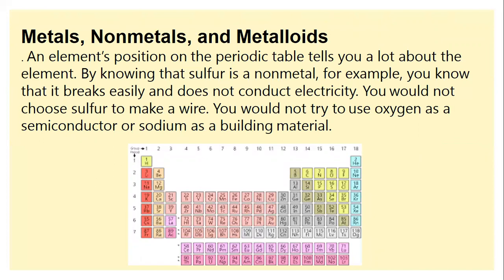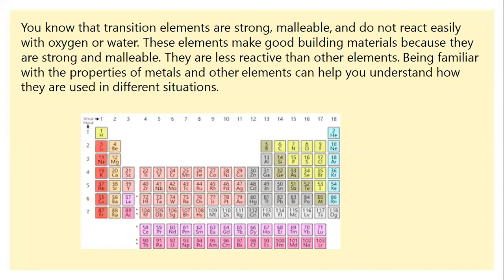Oxygen, I cannot use as a semiconductor because it's not a metalloid. Sodium, of course, is a metal, but still it's soft. It's in group 1, the alkali metals, so it's a very soft metal, and I cannot use it in building materials. Also, you can find elements in the transition elements. We know that transition elements are strong and malleable. They don't react easily with water and oxygen, so they are less reactive. So we know that they can be very useful as building materials.